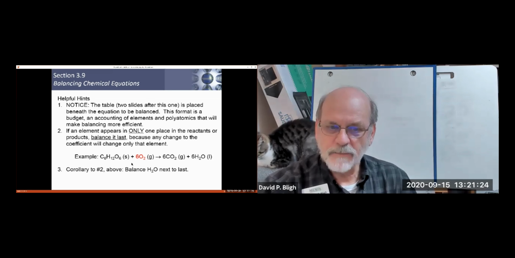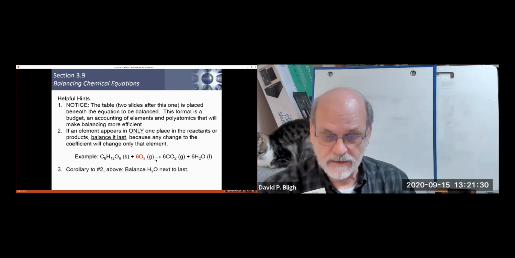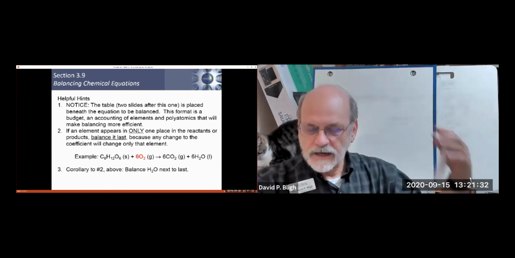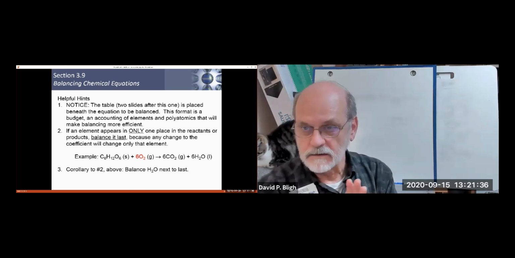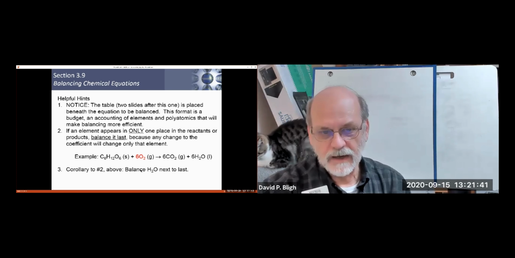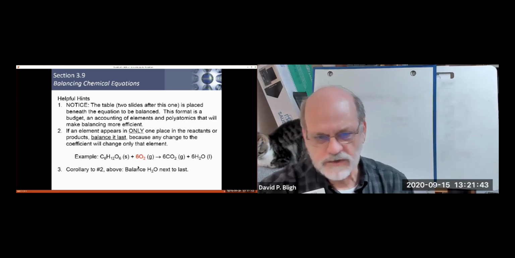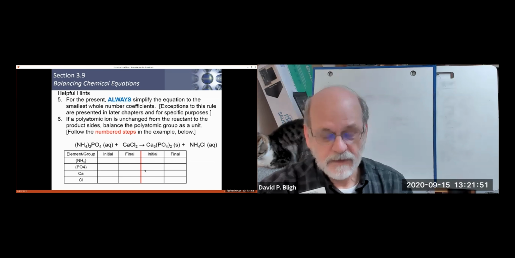Then set up underneath your equation that's not balanced yet, set up underneath it a table of the elements on both the reactant and the product sides. And I'll show you what I mean by that first. I'll give you these others as we go. So let's see. So here's an example.